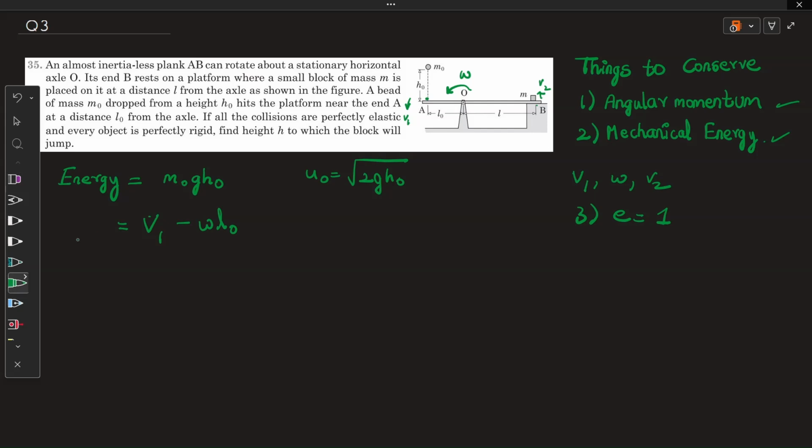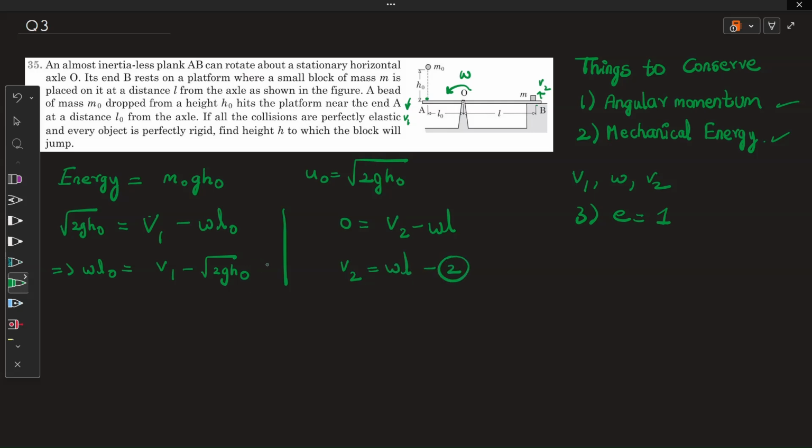Okay, sorry, here it comes u naught, which is under root 2g h naught. From this we can get omega into L naught, which is nothing but v1 minus root over 2g h naught. This is part 1, collision 1. What about collision 2? In collision 2 the velocity of approach initially is 0 because these two are together initially. What about the separation? Separation velocity is v2 minus omega into L. Correct. So from this we can write v2 is nothing but omega into L.